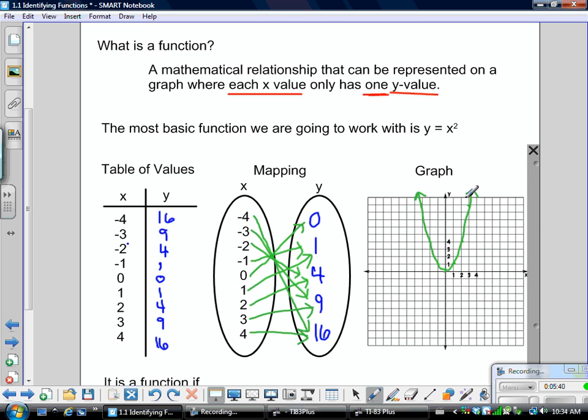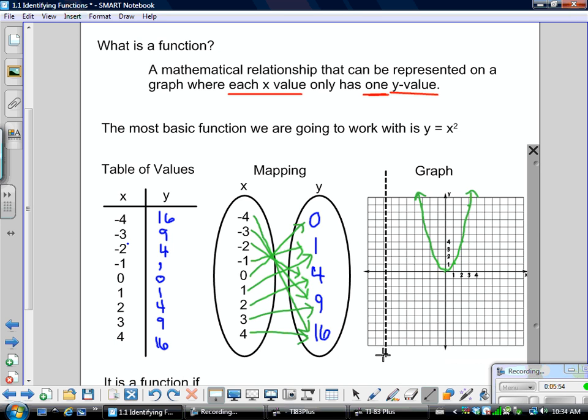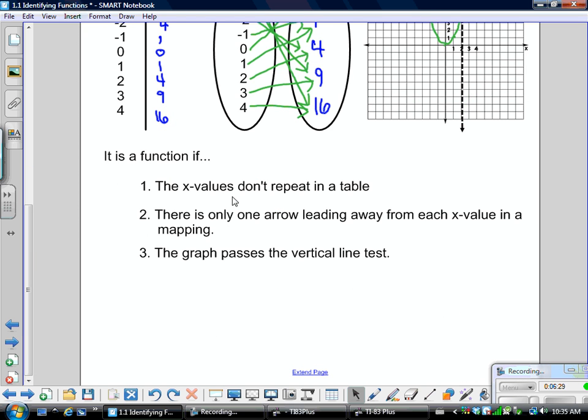And the way I can tell from a graph whether something is a function is what we call a vertical line test. So I'm going to create a vertical line, and I'm just going to create mine this way. A vertical line test means that if I take this line and drag it across my graph, the vertical line only touches the graph in one location at a time. And you can see that's what happens as I make this vertical line go across the graph. It's only touching the graph in one location. So that tells me that it's a function as well. So reiterating what exactly a function is, these are the three main points that we look at. First of all, the x values don't repeat in a table.